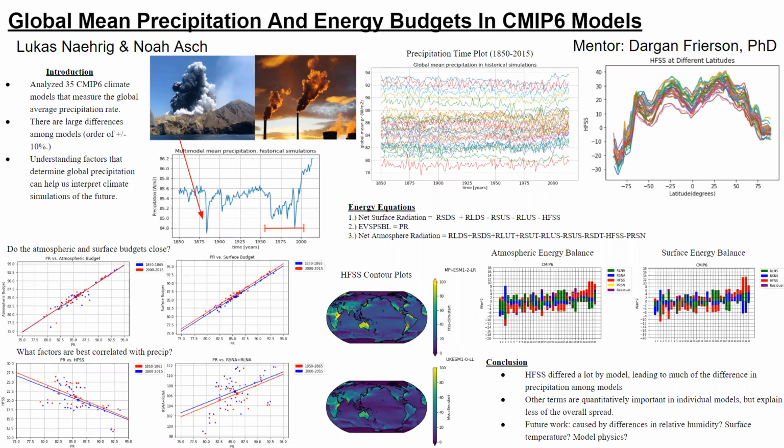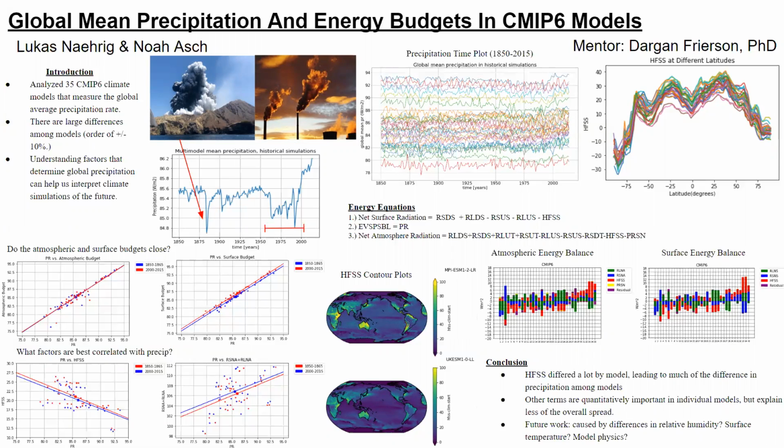And we work with our mentor, Professor Dargan Frierson, to analyze simulations from 35 climate models that allow us to visualize and understand how to predict the global average precipitation rate. Understanding factors that determine global precipitation can help us interpret climate simulations of the future. Our goal is to explain the differences in precipitation across models, allowing us to better predict changes in global and regional precipitation as the climate warms.